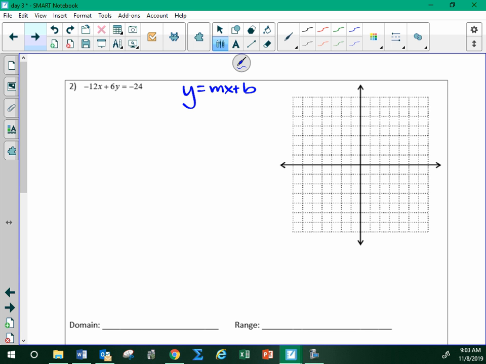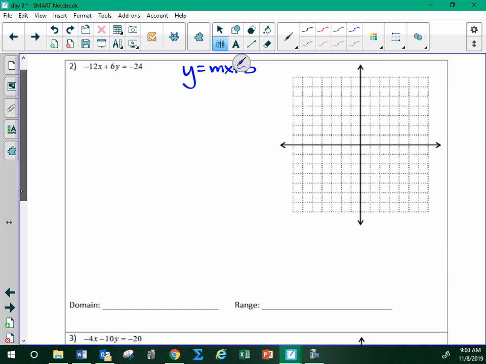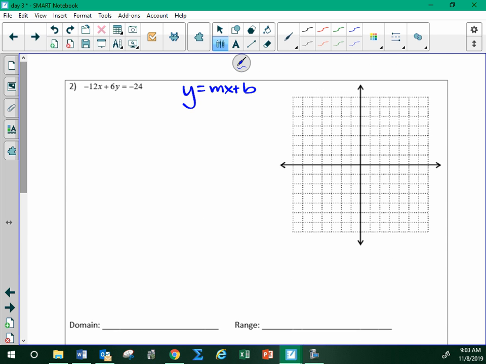Alright, so I want you guys to go and try numbers 2 and 3. Again, we want to get y by itself. So first, add or subtract your x's, then divide by that number in front of y. You're fine.